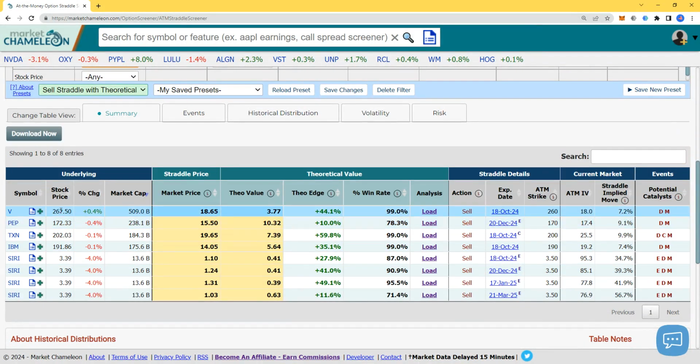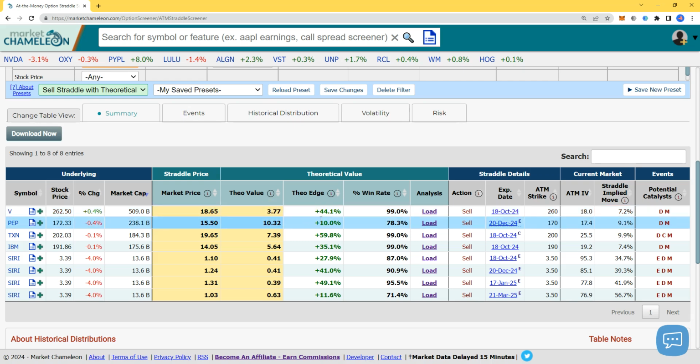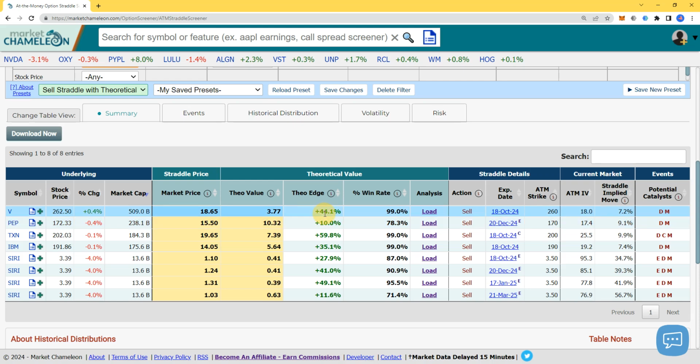So let's see Visa here. Visa just posted earnings a week ago. Now it's 262.5. It was about 275, I assume. Market cap 500 billion, and the straddle price. Okay, this is interesting. Look at this. Straddle price, this is more to my liking. I don't know about you, but this is to me. You collect $1,865 up front, and the theoretical value, look at this, 377. Wow, that is interesting. Theoretical edge, 44%.